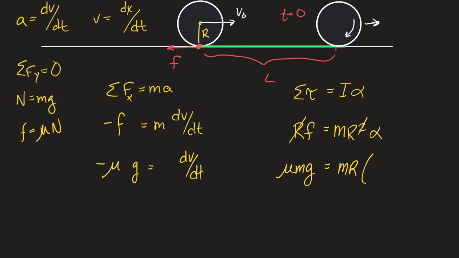And I can replace alpha with d omega dt, the angular version of the differential. I can cancel out an m, but that's it. We're kind of stuck there. This is as far as I can go.